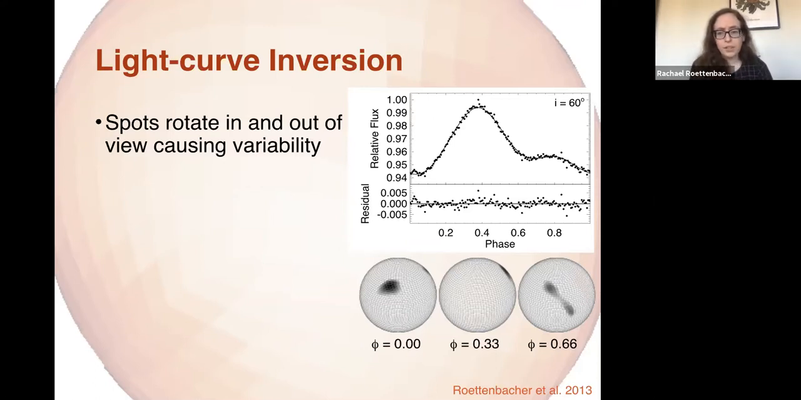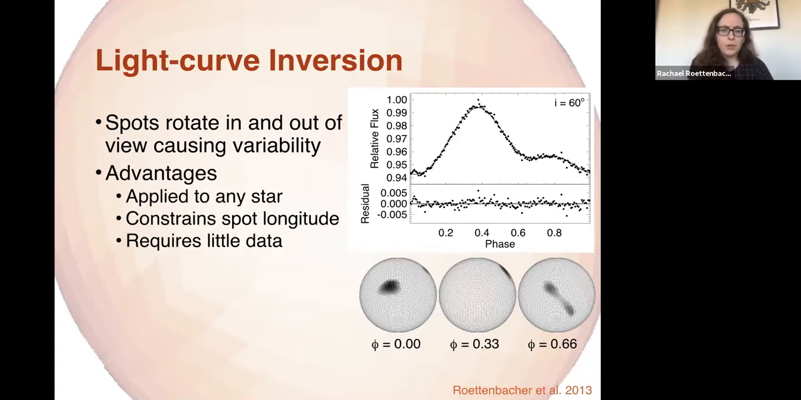And so here is just an example from a Kepler light curve. And then below it are surfaces that were reconstructed with light curve inversion from that light curve. You can see 3 different phases, which are all labeled underneath it, corresponding to the same light curve above it.